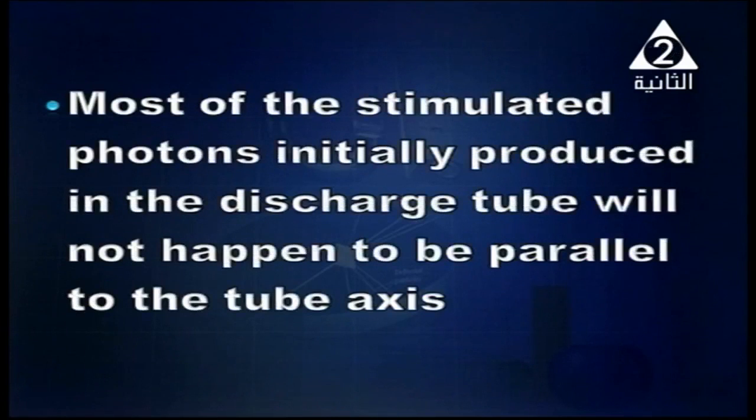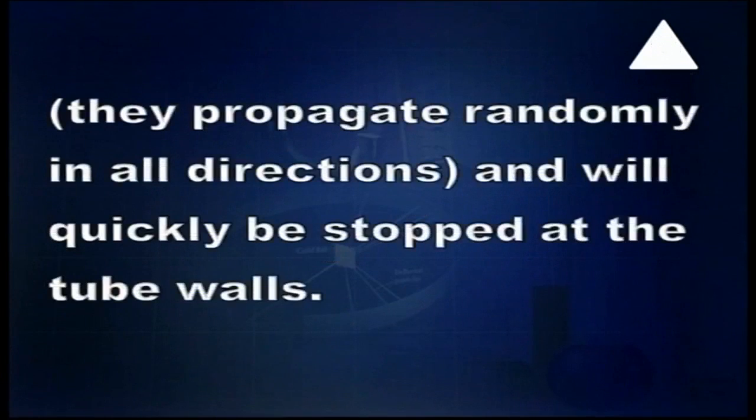Most of the stimulated photons initially produced in the discharge tube will not happen to be parallel to the tube axis. Most of them aren't parallel to the tube axis. They propagate randomly in all directions and will be quickly stopped at the tube walls.